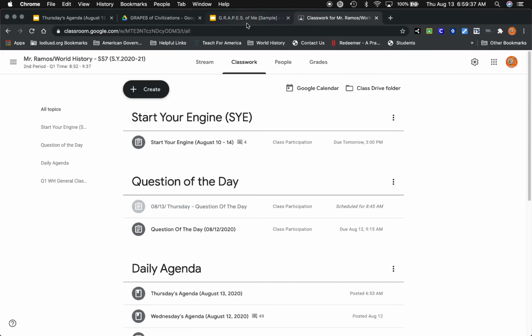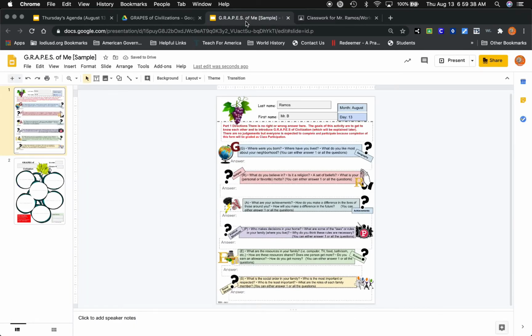So this assignment has two objectives. The first one is to introduce to you how we do this Grapes of Civilization that I'm talking about. So GRAPES stands for G is for geography, R is for religion, A is for achievements, P is for political structure, E is for economy, and S is for social structures. I will explain these letters explicitly once we are doing the actual Grapes of Civilization, the very first one.